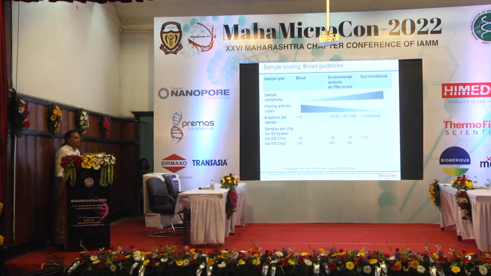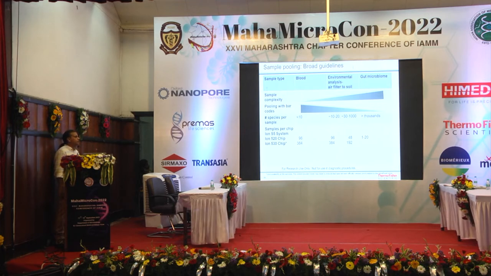So this slide will tell you how many samples you can pool on a particular type of chip. Suppose you are using a 520 chip, your output is about 4 to 6 million. If you are looking at a blood microbiome, you can pool 96 samples on a 520 chip. A lot of samples are completed in a small frame of time. If you have to screen a particular type of microbe in a large population, you can pool 384 samples on a 530 chip.